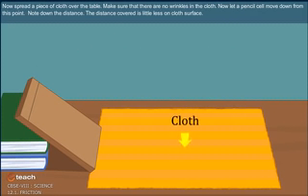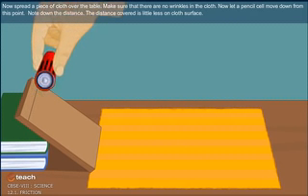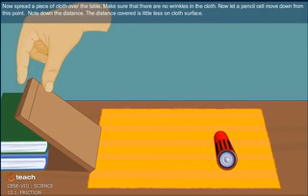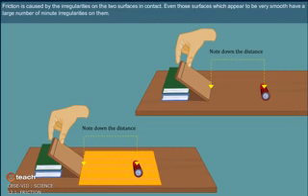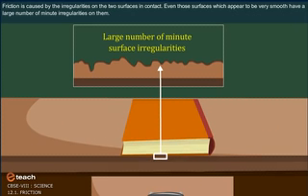Now spread a piece of cloth over the table. Make sure that there are no wrinkles in the cloth. Now let a pencil cell move down from this point. Note down the distance. The distance covered is little less on cloth surface. Friction is caused by the irregularities on the two surfaces in contact. Even those surfaces which appear very smooth have a large number of minute irregularities on them. We see that the friction is caused by the interlocking of irregularities in the two surfaces.